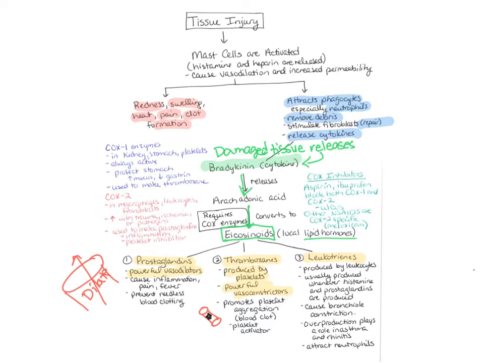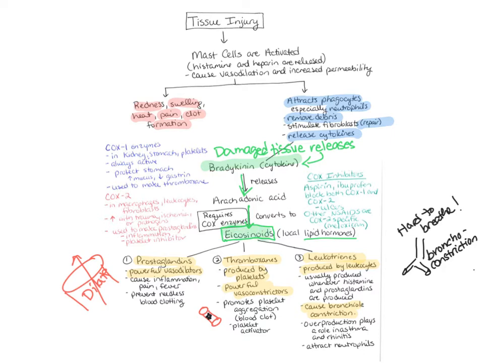And then the third type of eicosanoid is a leukotriene. Leukotriene, like the name implies, are produced by leukocytes. And so whenever prostaglandins and histamine are produced, these leukotrienes are going to be produced as well. Leukotrienes you're going to hear about in the health field because they cause bronchial constriction. And so with people that have asthma or rhinitis, they usually have an overproduction of these leukotrienes. And they're also going to attract neutrophils. So these are eicosanoids.